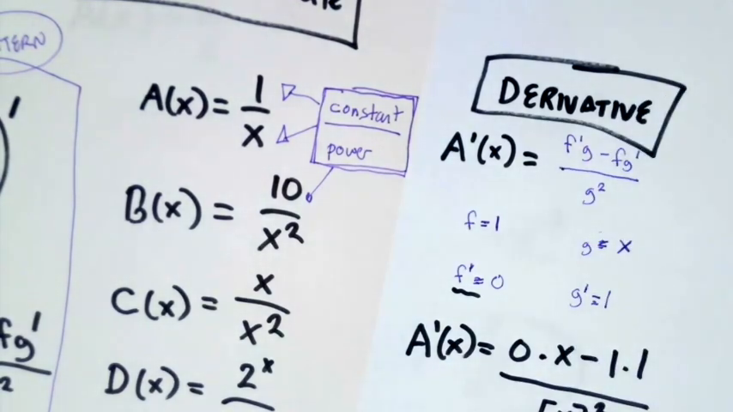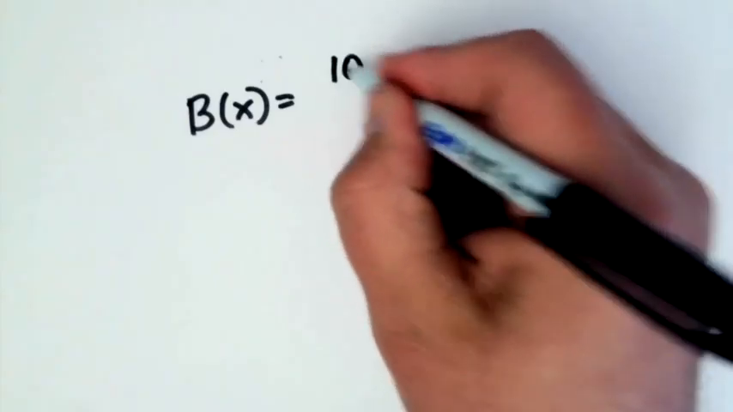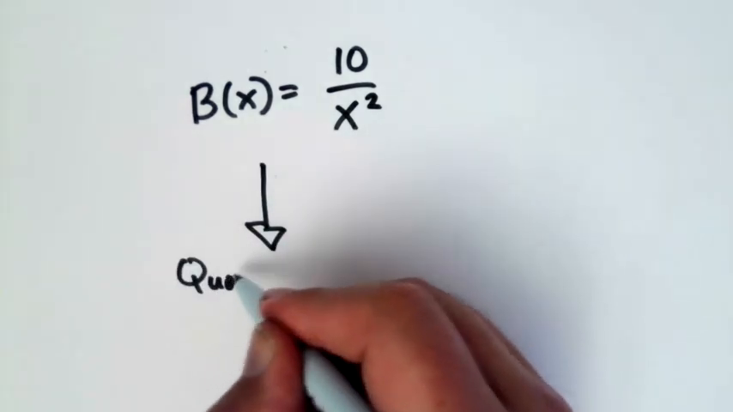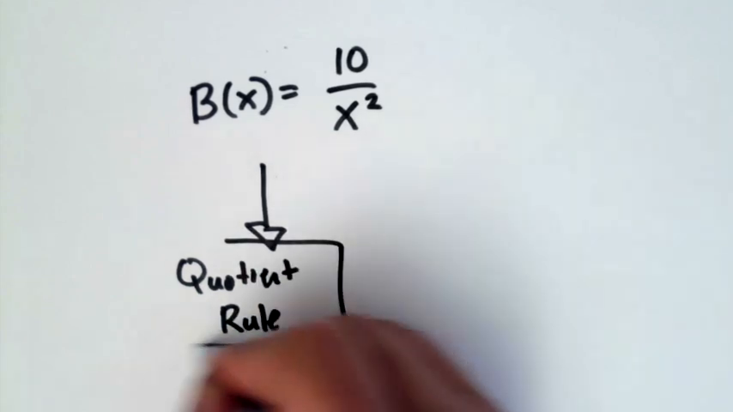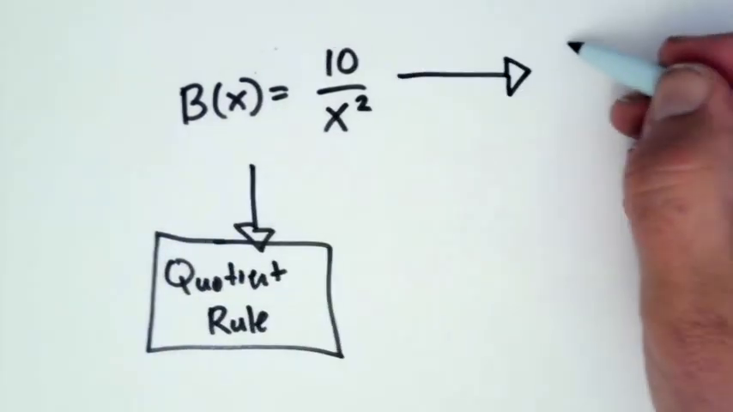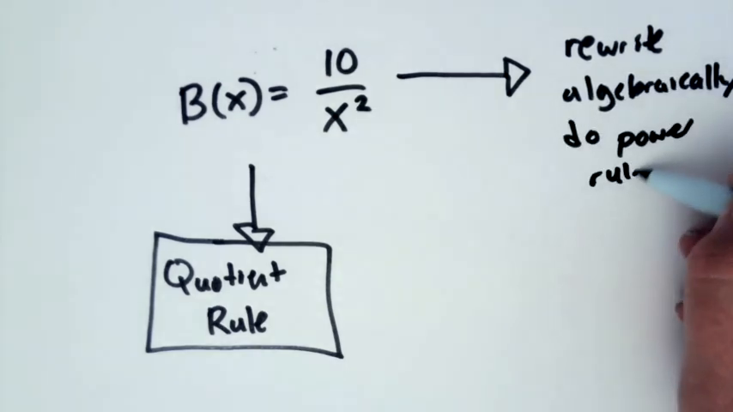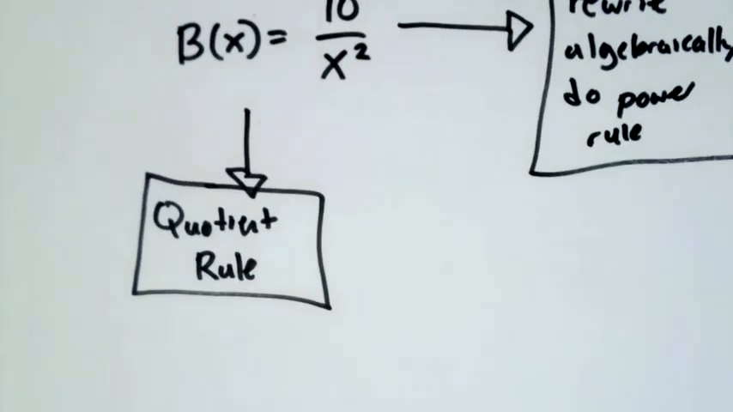So it's totally up to you which one you prefer. 10 over x squared is the same situation. If I have b of x is equal to 10 over x squared, I could do that with quotient rule, or I could do that by rewriting it algebraically and using power rule. So option 1 is to do quotient rule. The other option is to rewrite algebraically and do power rule. Both of them will get you to the equivalent answers. So it's up to you which one you like. Which one do you want to do first?